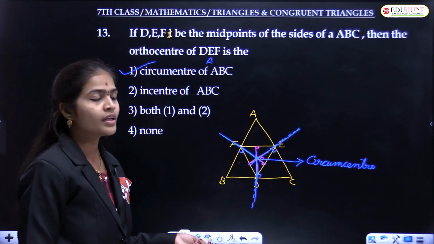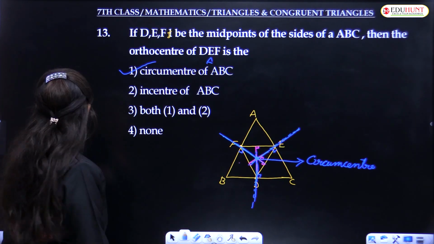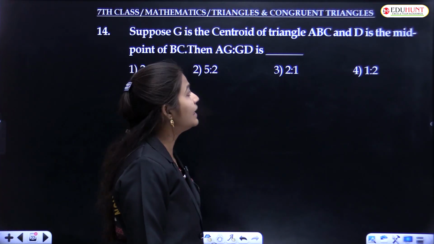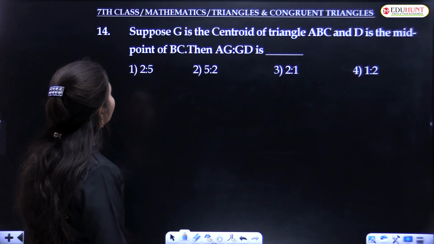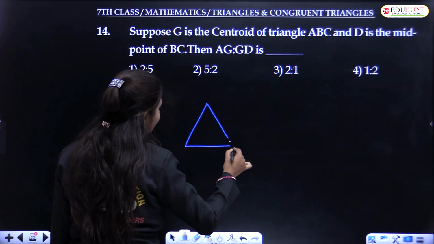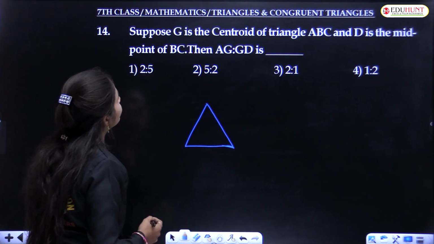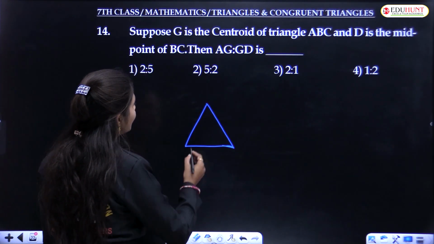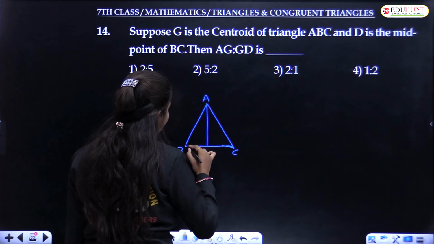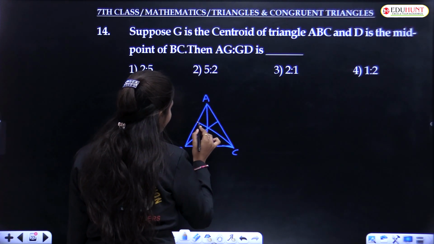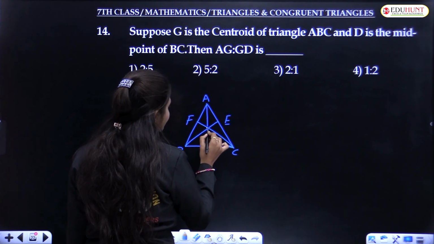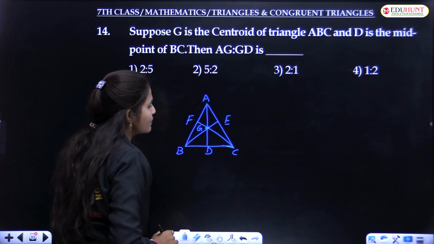Is it clear to you? Yes. So let us see the next one. Suppose G is the centroid of triangle ABC and D is the midpoint of BC. Okay. So in a triangle ABC, G is the centroid. Centroid means midpoints, right? So here we got these points like this. This is D, E and F. So this is the centroid, no? So we will take this one as Z.